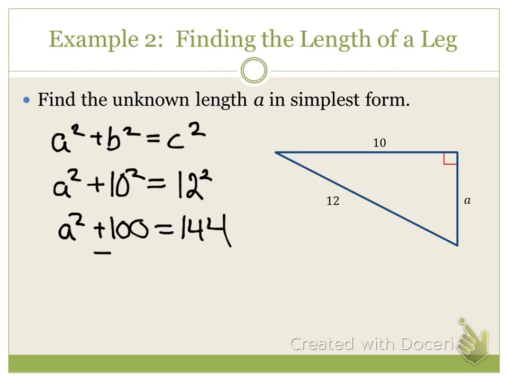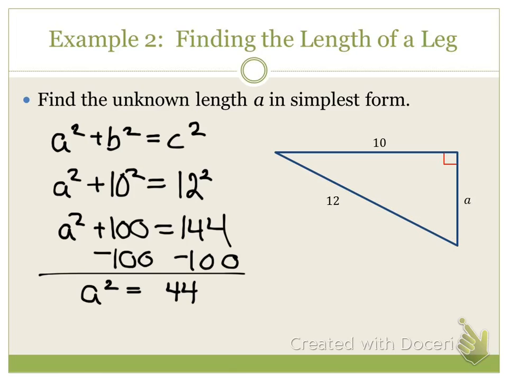What do we do to solve for a? Minus 100. Subtract 100 first before we deal with the square. Now we have a squared equals 44. Well, what happens when we take the square root of 44?